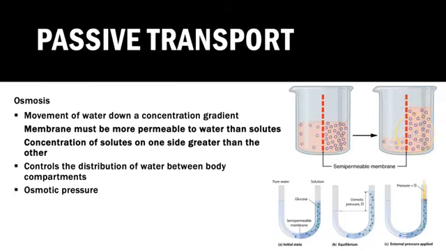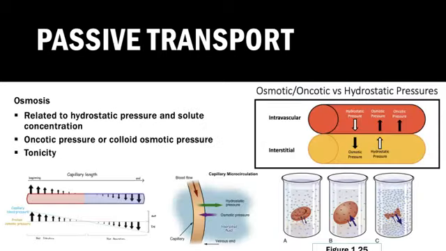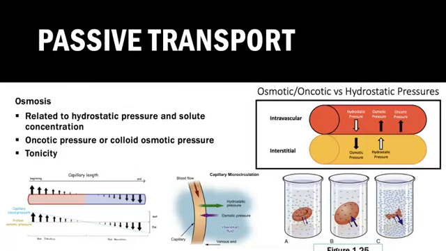And this helps to control the distribution of the water within our body compartments and equalize our fluid within our intracellular fluid and our extracellular fluid. And it really is reflective of our hydration status. And so that osmosis or movement of water is related to our hydrostatic pressure and solute concentration. And I think one of my favorite images to illustrate that is this over here, where we're talking about our movement of fluid as we look along a capillary.